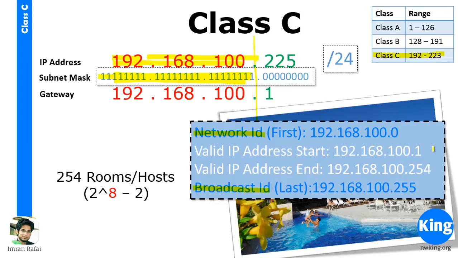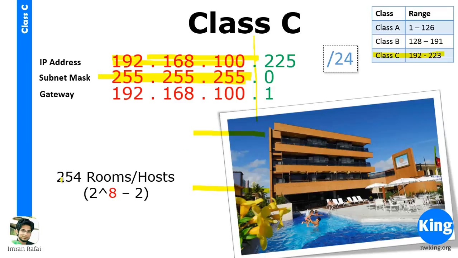To know how many valid IP addresses there are in this network, we use the formula 2 to the power of the number of host bits. In this case, the number of host bits is the number of zeros, which is 8. So 2 to the power 8 minus 2 is 254 valid hosts, or rooms in the hotel analogy. So it is like a hotel with 254 rooms. So this is room number 225.